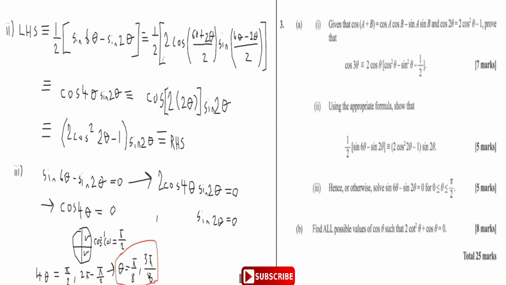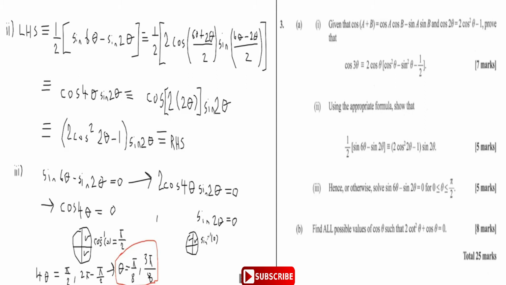Now let's continue with this part. Now, if we're solving sine 2 theta is 0, you can go ahead and draw a circle. And we know that sine is positive in the first and the second quadrant. So when you find sine inverse of 0, your principal acute angle, which is sine inverse of 0, is 0. Sine inverse of 0 is 0.